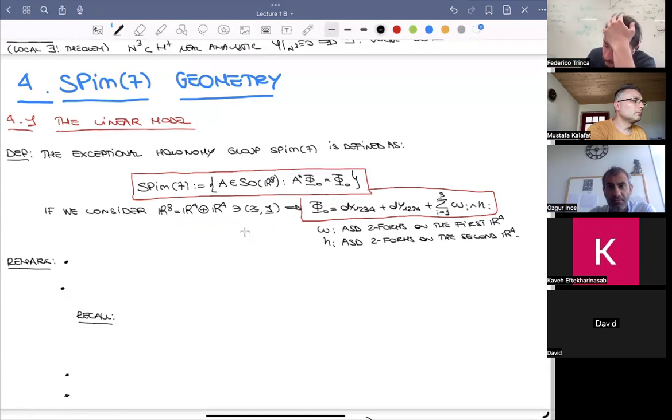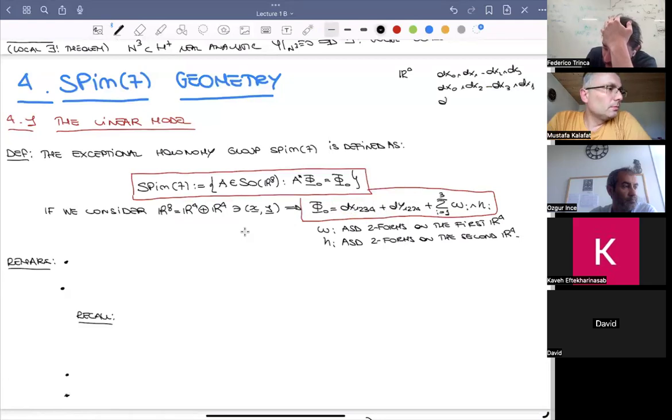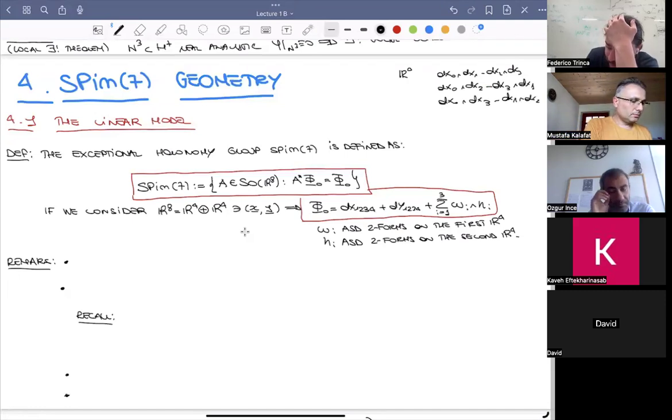So let me recall that on R4 we have dx0 wedge dx1 minus dx2 wedge dx3, dx0 wedge dx2 minus dx3 wedge dx1, and dx0 wedge dx3 minus dx1 wedge dx2. So these are the kind of forms that I'm talking about here.